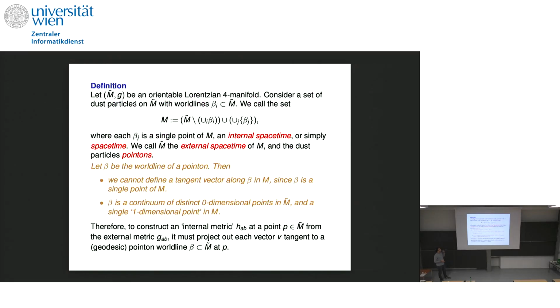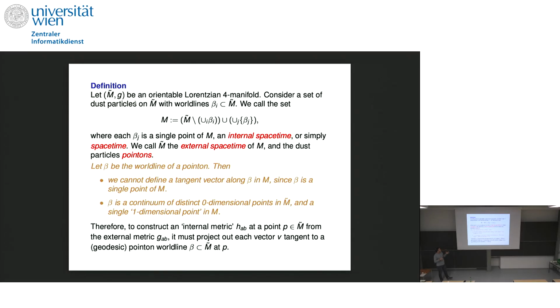Okay, so let (M tilde, g) be an orientable Lorentzian four-manifold and consider a set of dust particles on M tilde with world lines beta_i. And we call M the space obtained from M tilde by replacing each of the beta_i's by single one-dimensional points, the internal space-time, or simply space-time. And we call M tilde the external space-time of M, and the dust particles pointons, because their world lines are points.